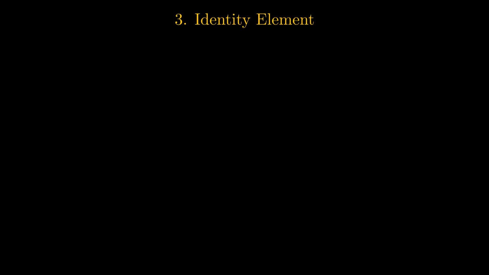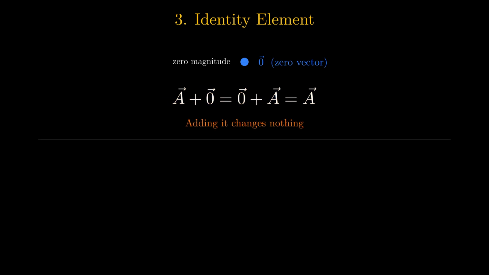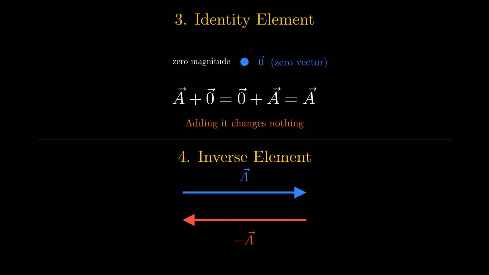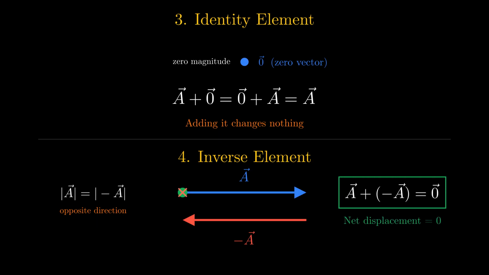Third, an identity element. There is a unique zero vector with zero magnitude, such that for every vector A, the sum A plus 0 equals 0 plus A equals A. Adding it changes nothing. Fourth, an inverse element. For every vector A, there is a unique vector, negative A, such that A plus negative A equals the zero vector. Negative A has the same magnitude as A, but points in exactly the opposite direction. Geometrically, walk along A, then walk along negative A, and you return to your starting point. The net displacement is 0.